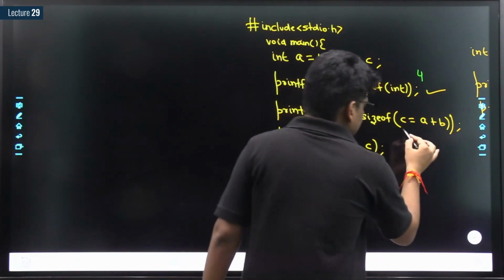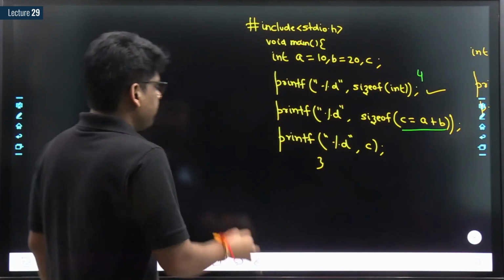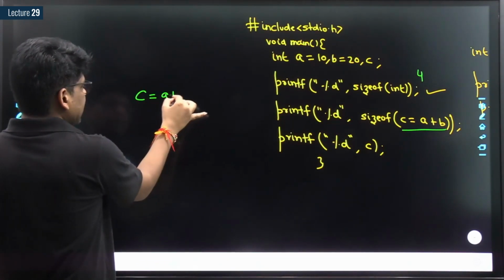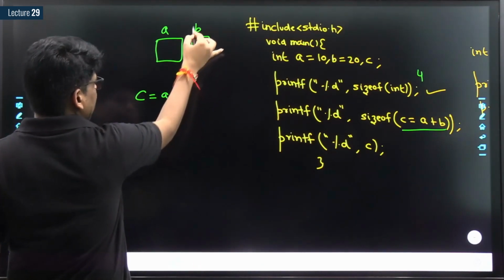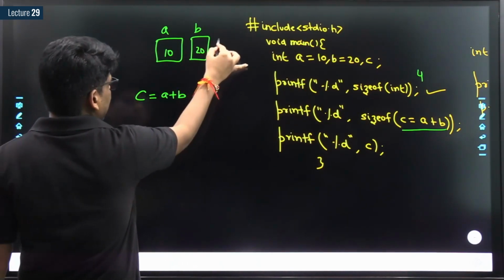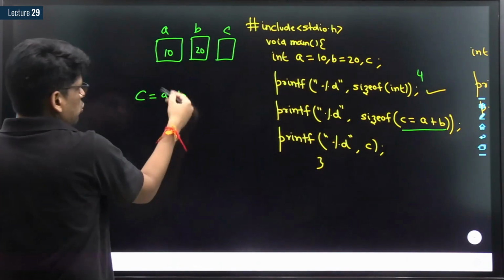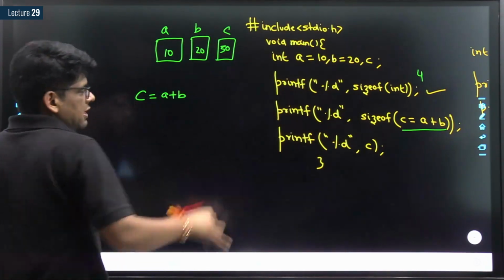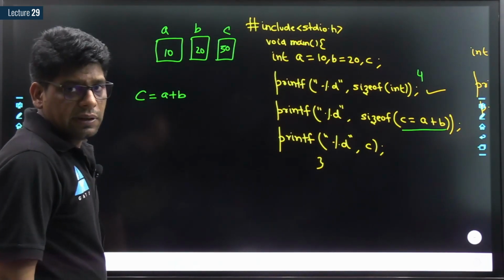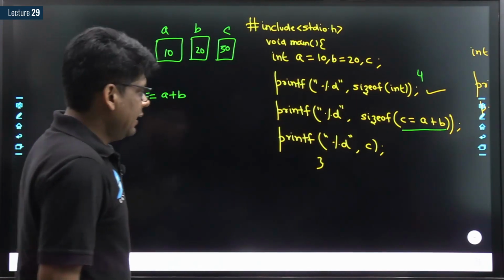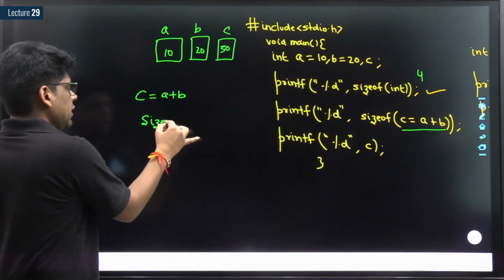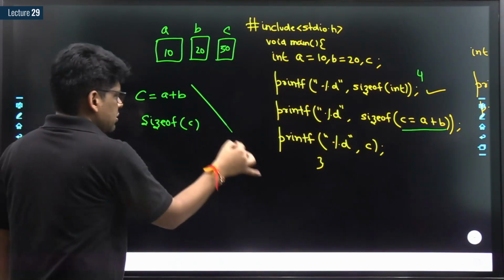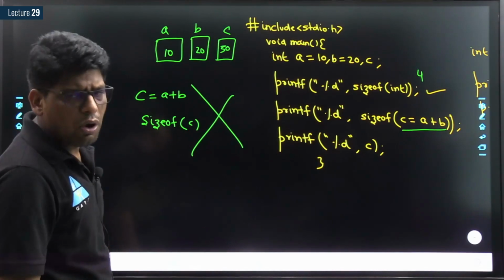Sir, what are we saying? We are saying c equal to a plus b. That means what is the value that goes inside c? Sir, a and b are nothing but 10 and 20. If we are saying c equal to a plus b, can I say the value of c is 30? Yes, sir. And sizeof c equal to a plus b is the same as sizeof c. No, sir. This is all wrong.